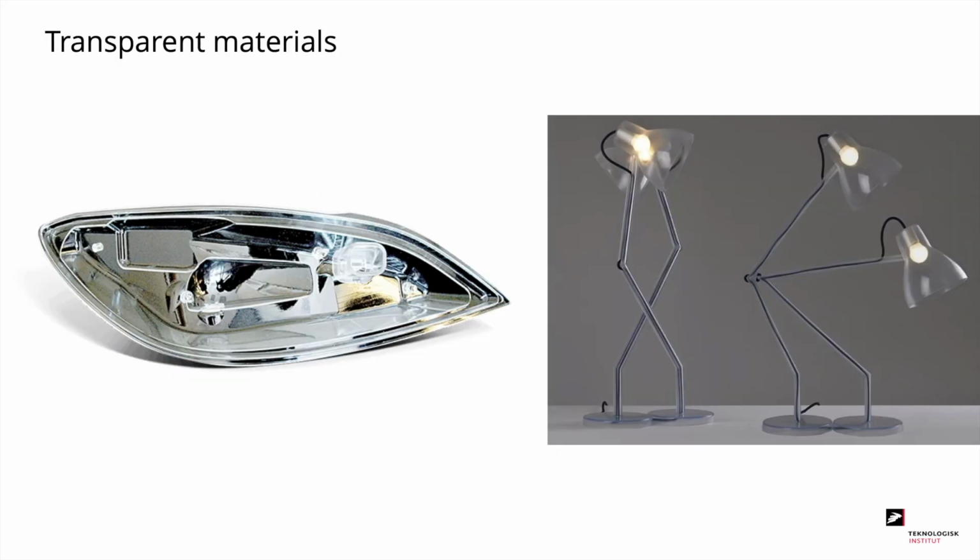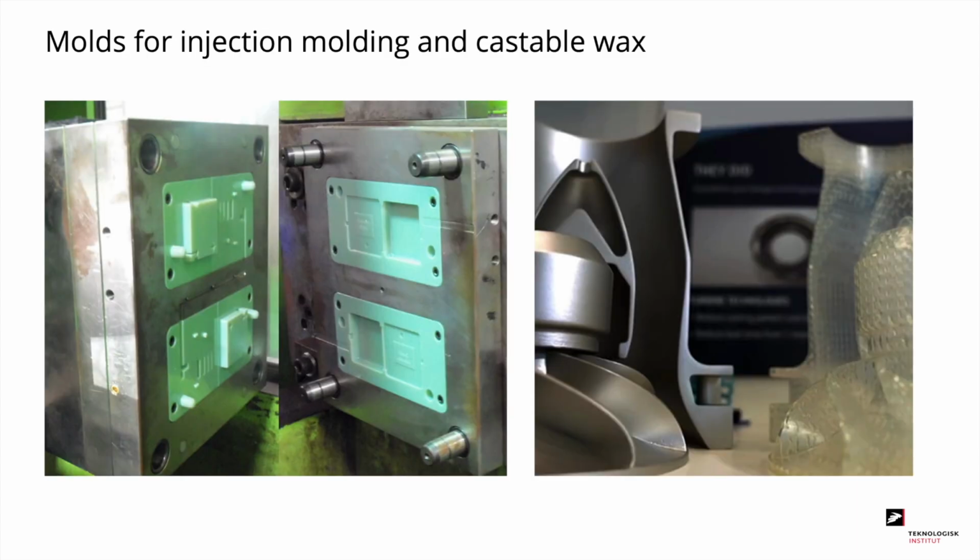VPP is one of only 2 technologies where you can print in transparent materials. So if you want to print something transparent like the lampshade you see here, this is the technology to use. Finally, VPP is great for testing molds for injection molding and making complex casting models.